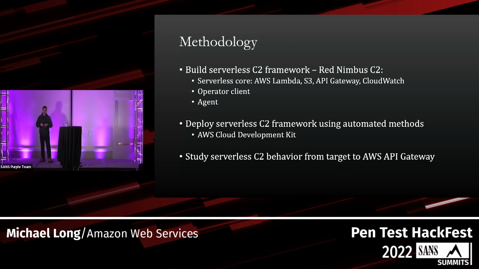Next, I wanted to deploy this serverless C2 framework using only automated methods. I talked about that operational overhead, that chore list. I'm not interested in adding to that. So I really wanted an infrastructure as code solution to automate this so that my life is easier as well as any other researchers that are trying to study these TTPs. Finally, I studied the serverless C2 behavior from target to API gateway. And I did that using common tools you're likely familiar with, Wireshark, Sysinternals, and so on.